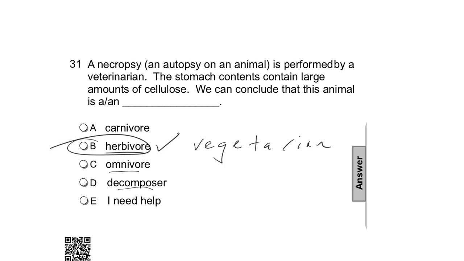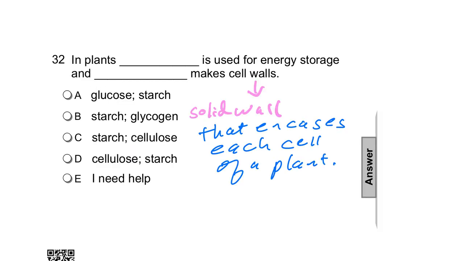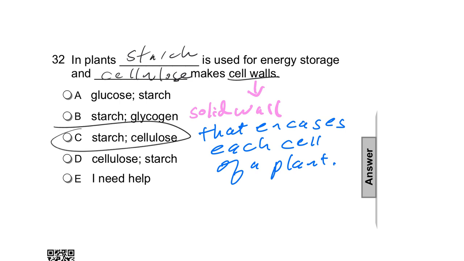So the choice would be, okay, we said this makes cell walls. That's cellulose. And starch is how a plant stores its glucose. So starch and cellulose.